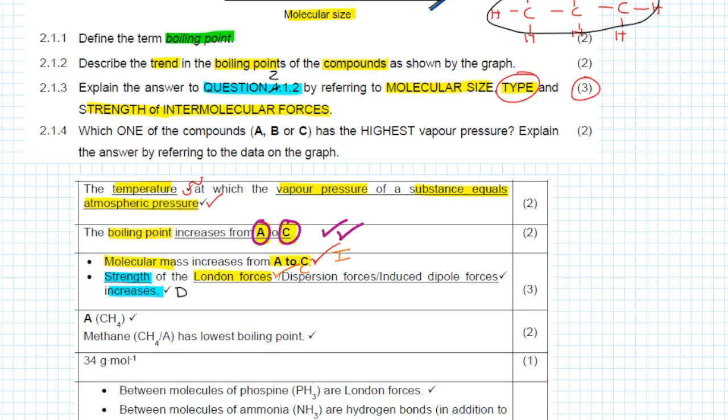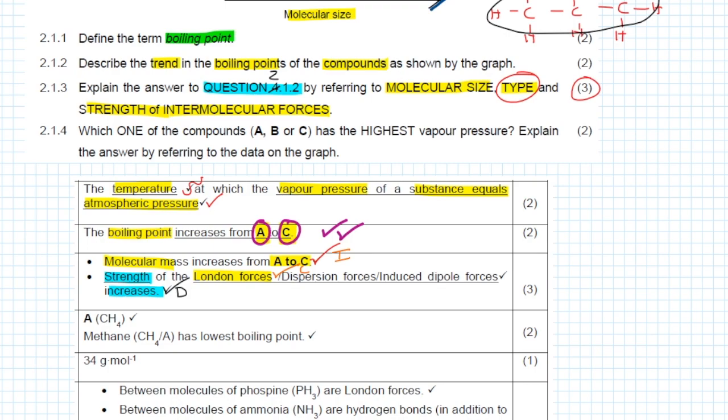And that is the dependent variable. You're going to get 1 mark for that. Okay, so first mark for saying the molecular mass increases from A to C. 1 mark for saying all of the molecules contain London forces, and your third mark for saying that the strength of the London forces increases as the molecular mass increases. That is your 3 marks for question 2.1.3.